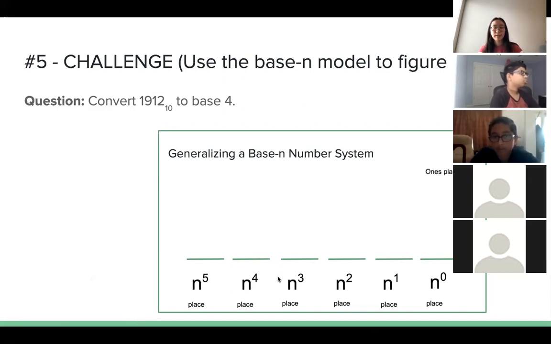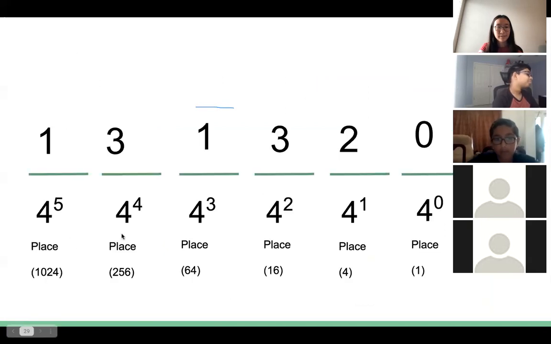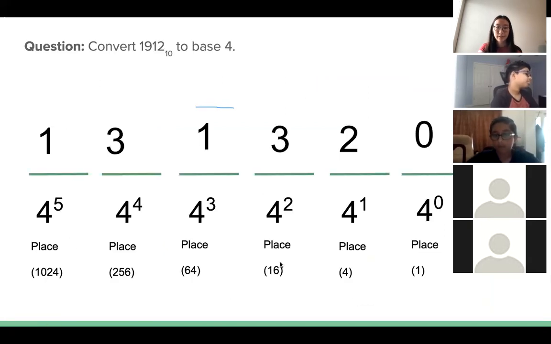All right, that's fine. So I'll give you guys a few more hints as to how you might do this. We're trying to convert it to base 4, right? And here's our generalization. Oops, I didn't mean to do that. Okay, well, whatever. Here's the explanation for how to do it.